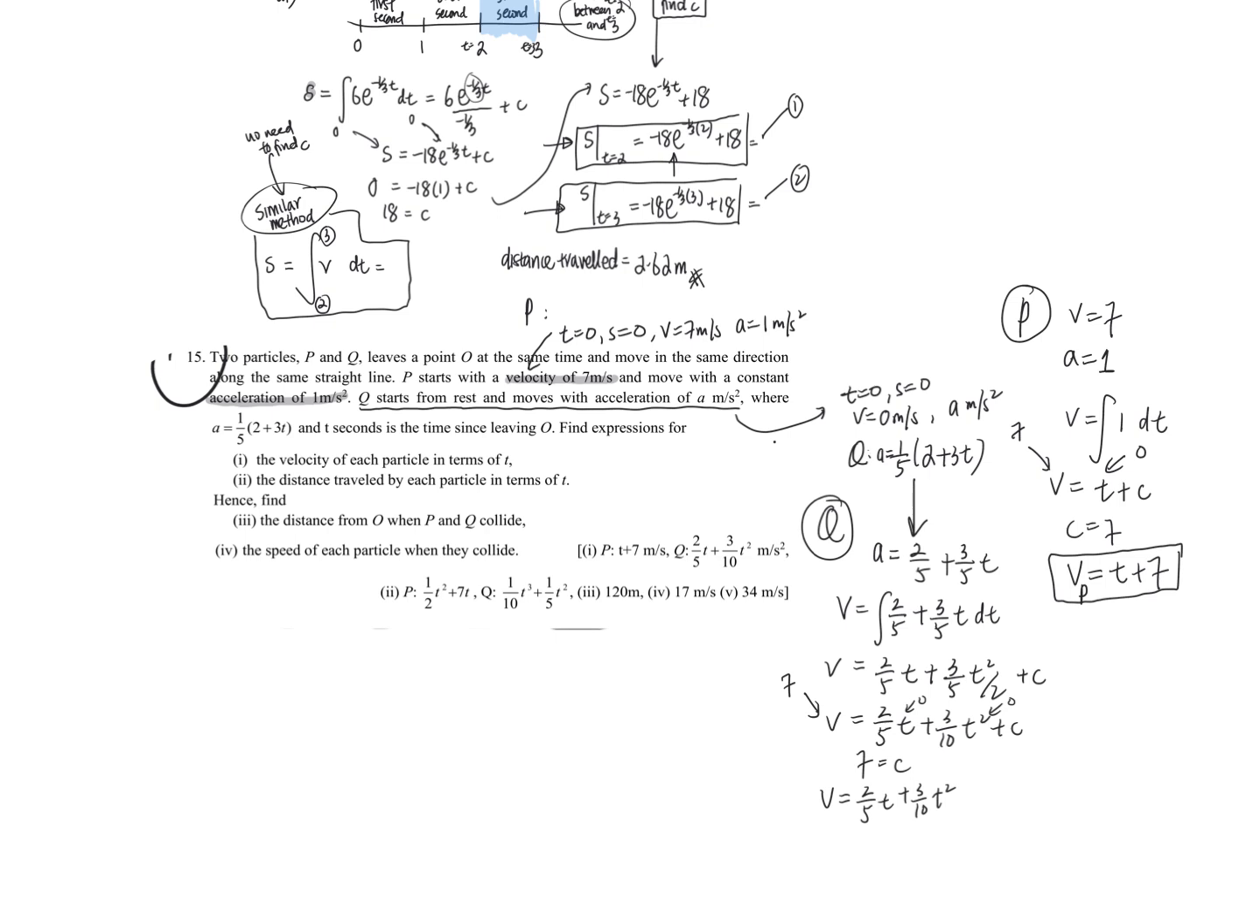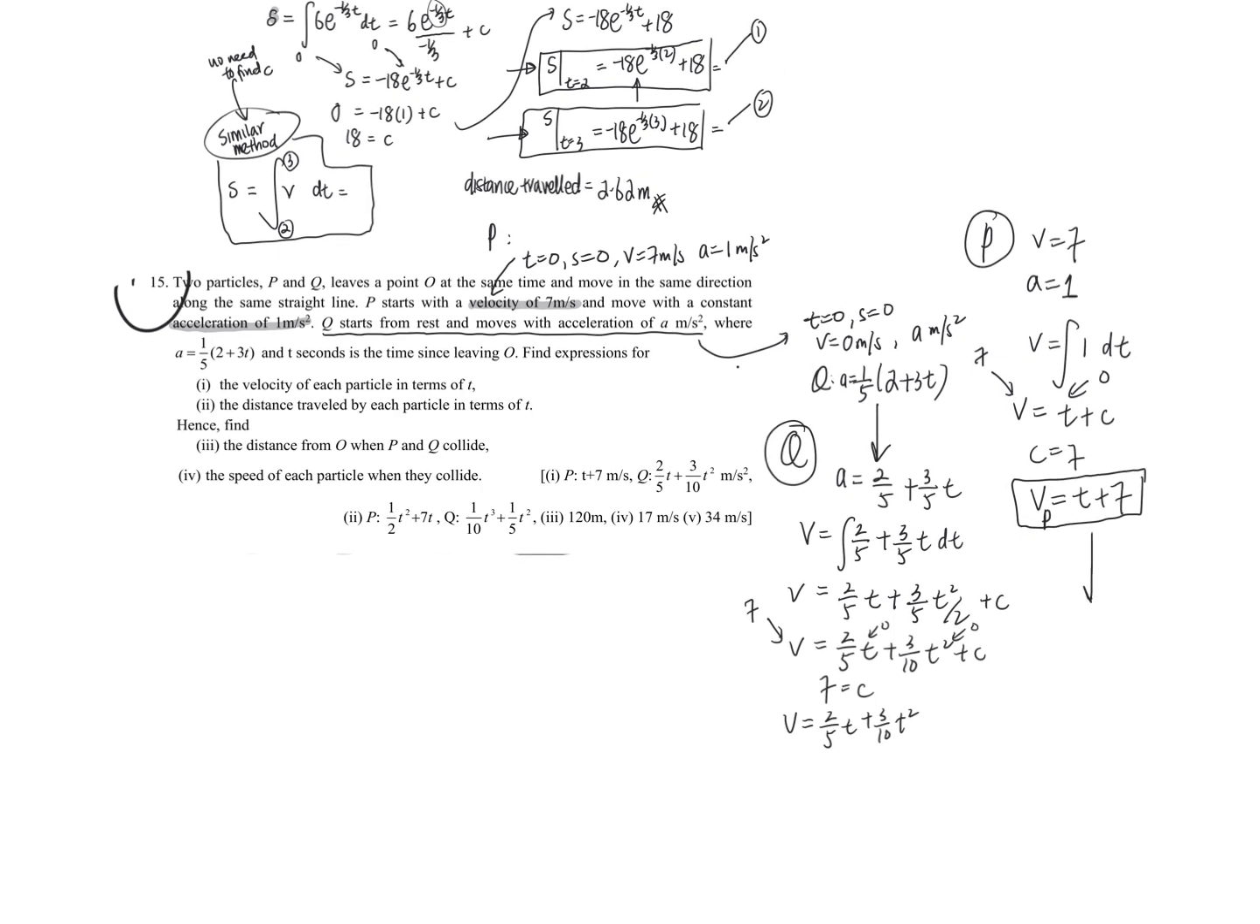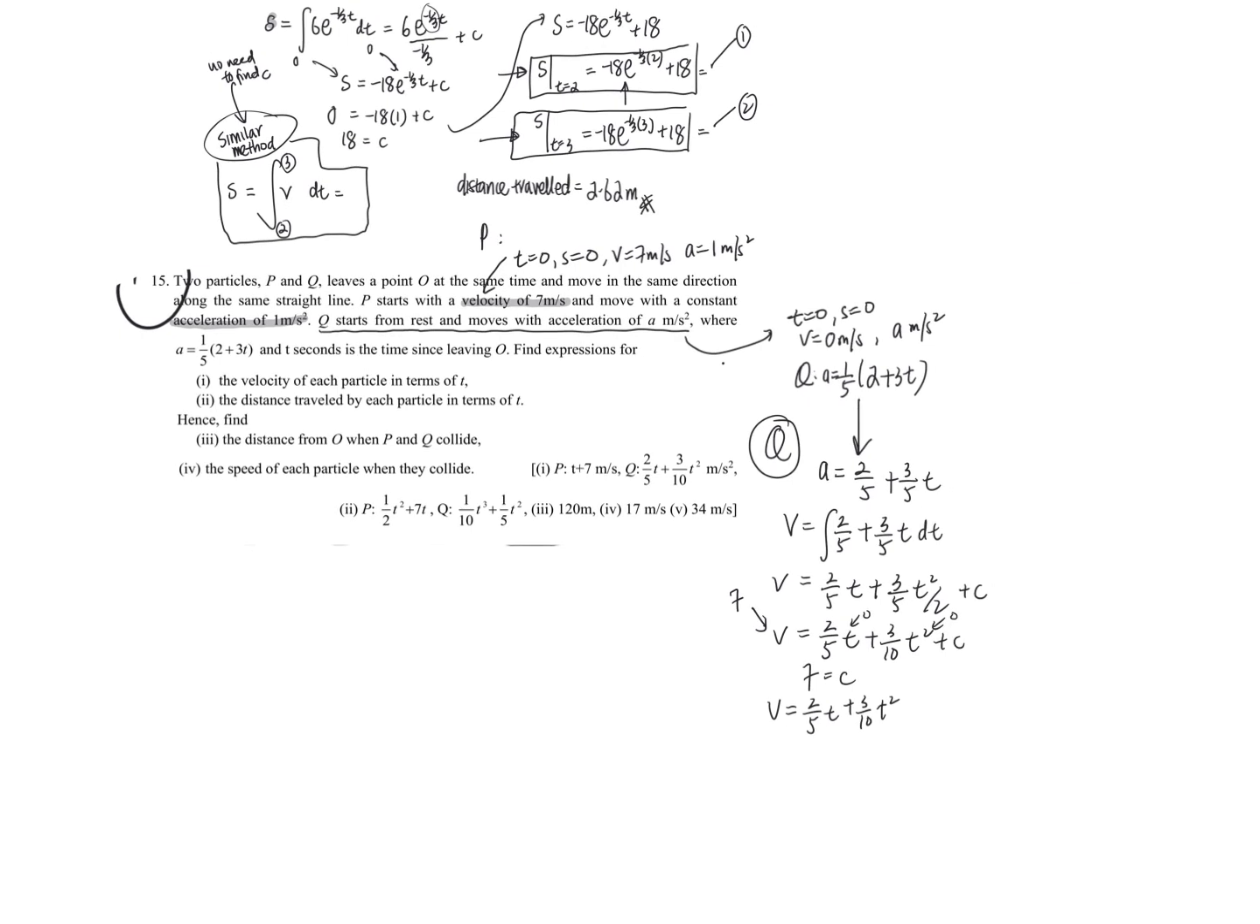Okay, if you want to find distance traveled, then of course you need to find the displacement by integrating this. So it's t squared over 2 plus 7t plus c.